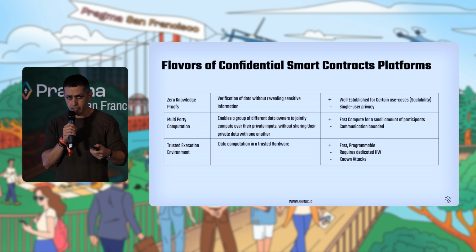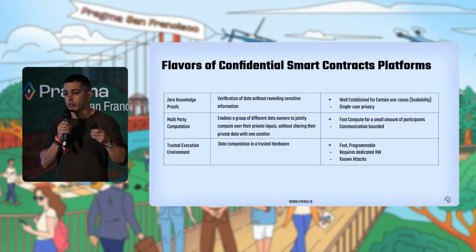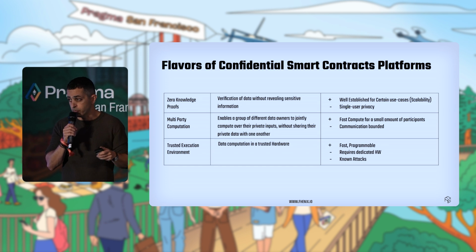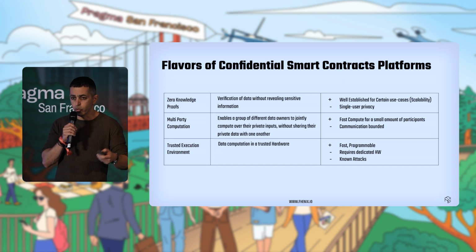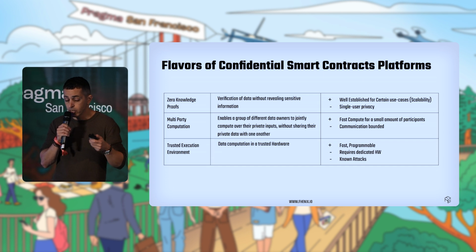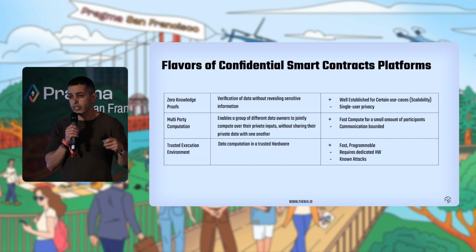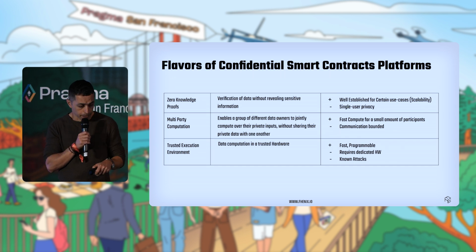The benefits of MPC, it's very fast, but MPC requires a significant amount of communication between the different parties, which is why you're seeing MPC widely used with custodian wallets when you have a limited amount of participants, but it doesn't really help you, and it's very slow to use when the number of participants become big.